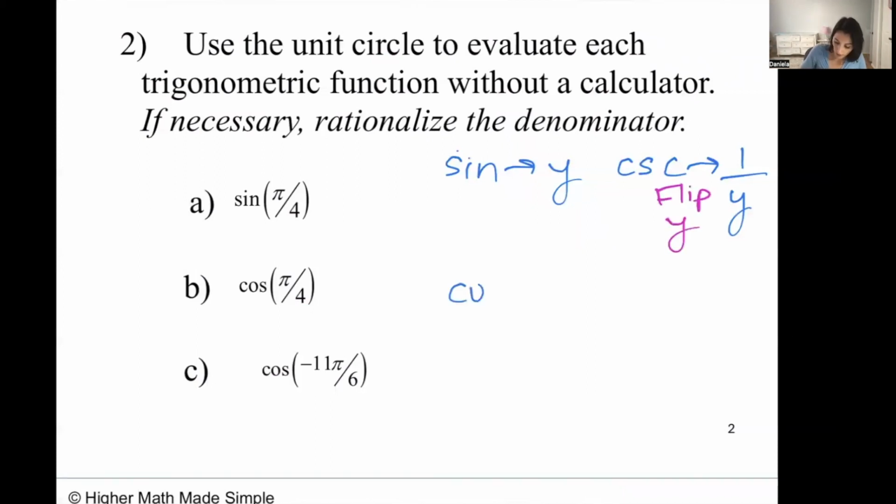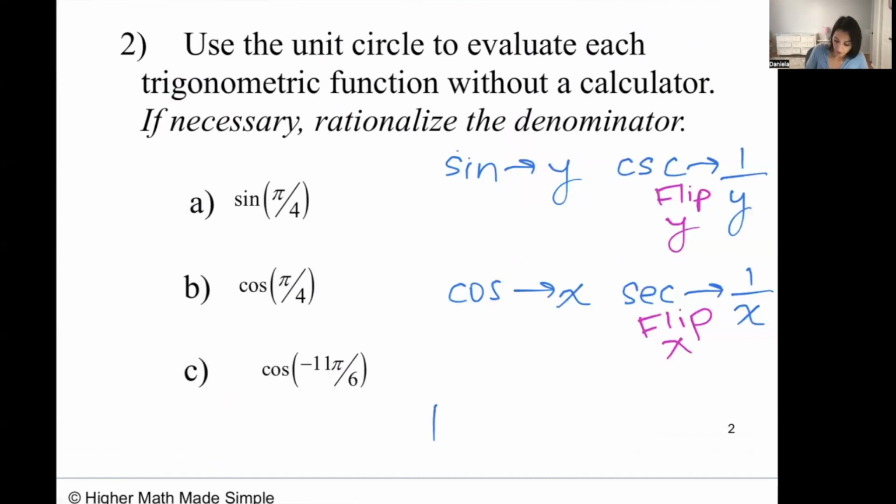So now cosine, that is going to be the x value of the ordered pair. What's the reciprocal of cosine? That's the secant function. So that's going to be 1 divided by the x value, or plain and simple, you just look at the x value and you just flip it.